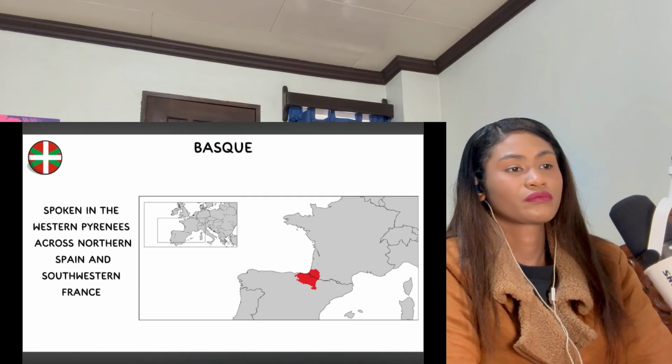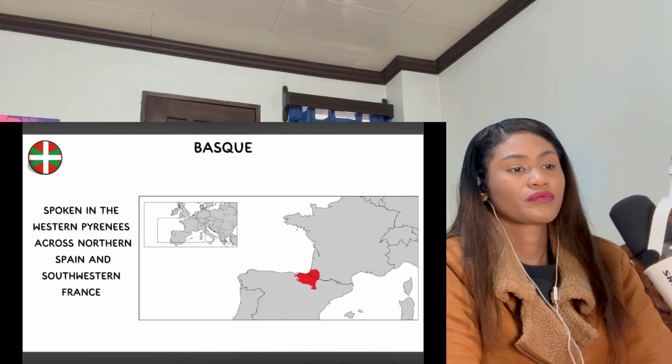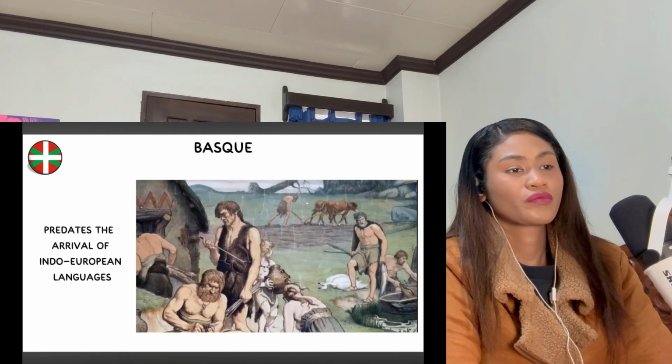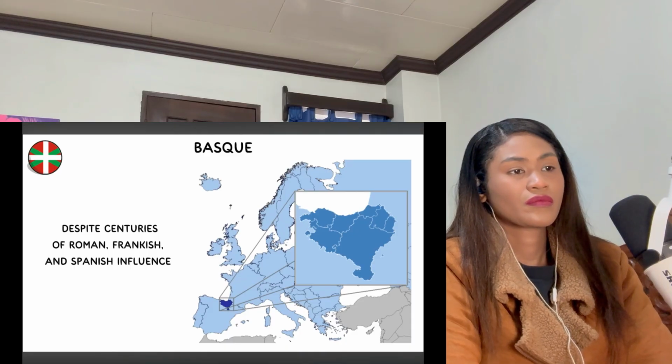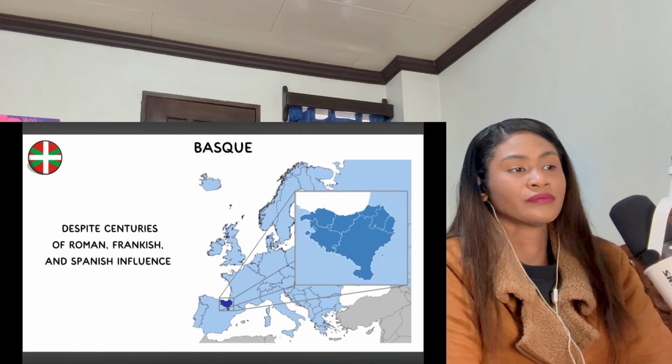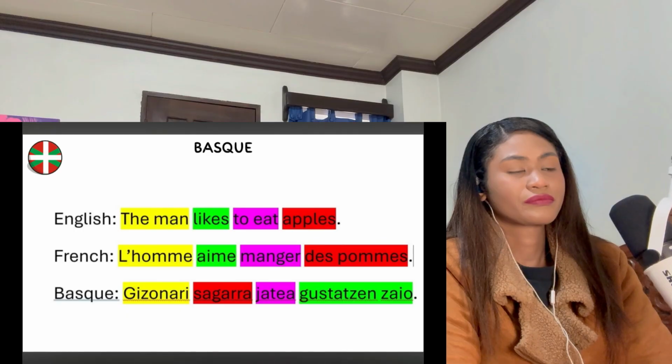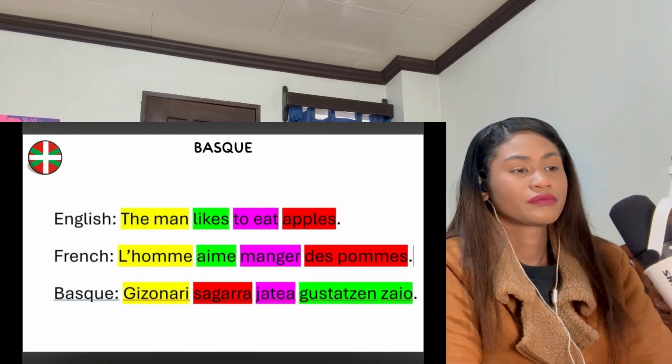Spoken in the Western Pyrenees, across northern Spain and southwestern France, it predates the arrival of Indo-European languages and may represent a remnant of Europe's prehistoric speech. Despite centuries of Roman, Frankish, and Spanish influence, Basque survived through strong cultural identity and community resilience. Its vocabulary absorbed outside influences, but its grammar remains unique and complex.